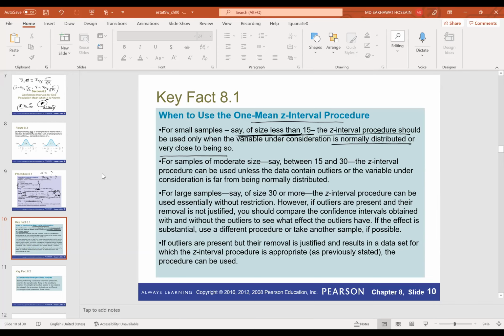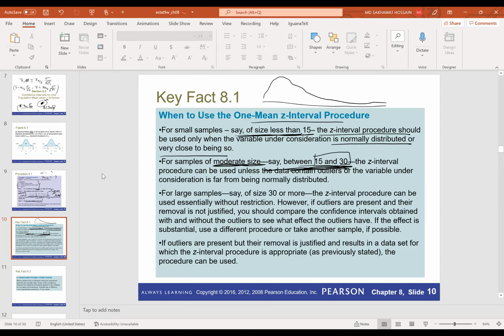For a sample of moderate size, if the sample size is between 15 and 30, the z interval procedure can be used unless the data contain outliers or the variable under consideration is far from being normally distributed. What does it mean by far from being normal? Maybe if the distribution is like this. This is not close to a normal distribution, right? This is a very right skewed distribution. In that case, we cannot use the z interval procedure. We have to use some other formula.